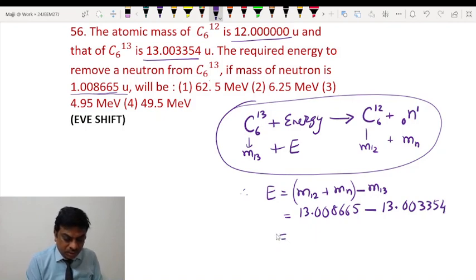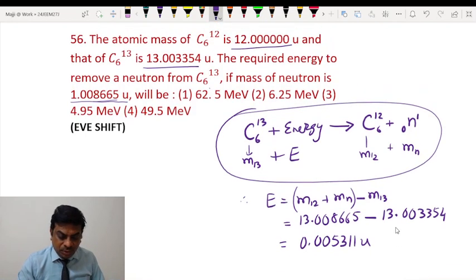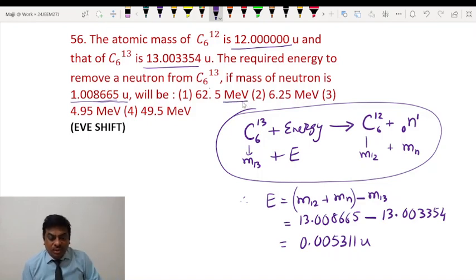Okay, students. So here we have 8665 minus 3354. So basically we will be getting 0.005311 atomic mass units. Now we have to obtain this in million electron volts. As you know, students, a mass of 1 u is equivalent to 931.5 million electron volts.